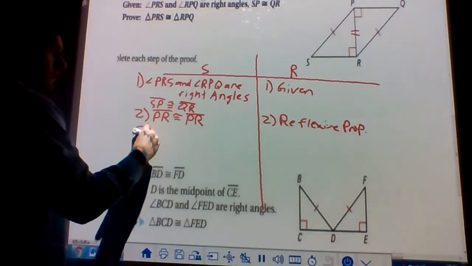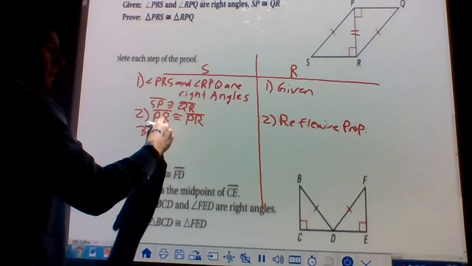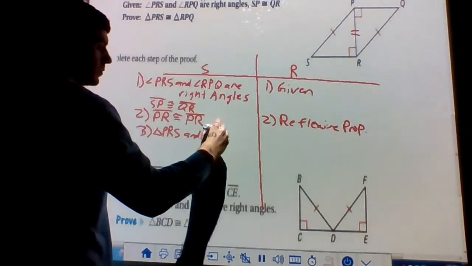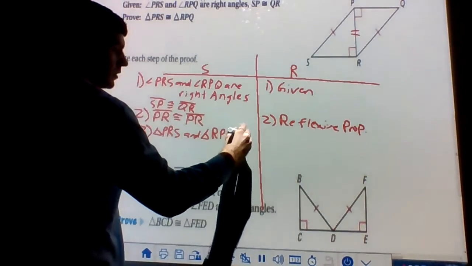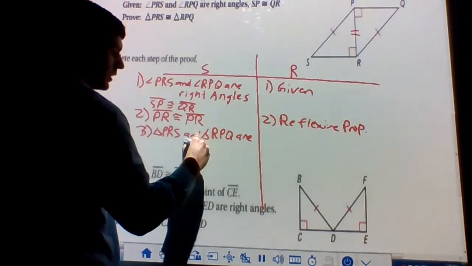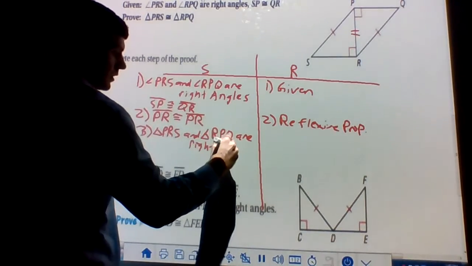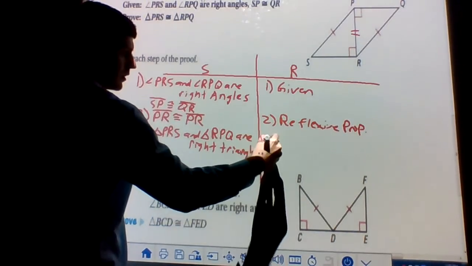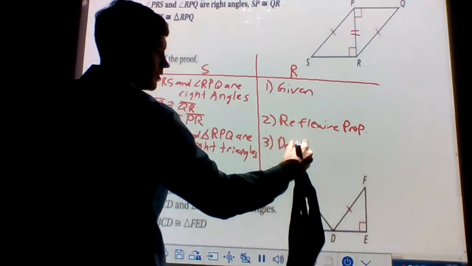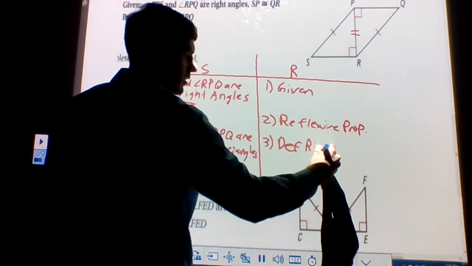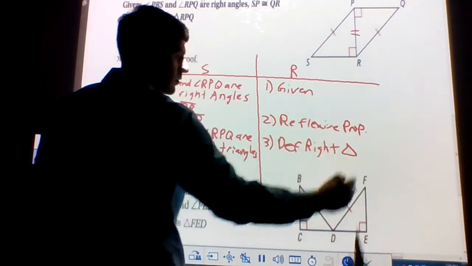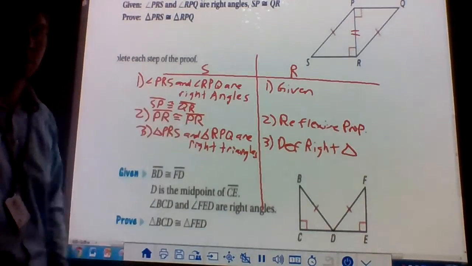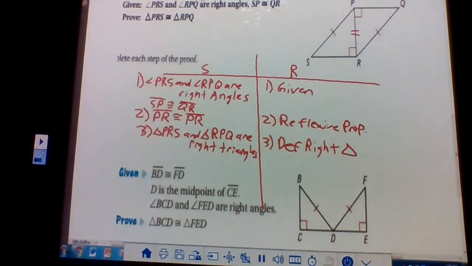So for step 3, we can say triangle PRS and triangle RPQ are right triangles. Okay, and that is because of the definition of a right triangle. A right triangle is a triangle that has a right angle. So since we have right angles and they're triangles, we have a right triangle.